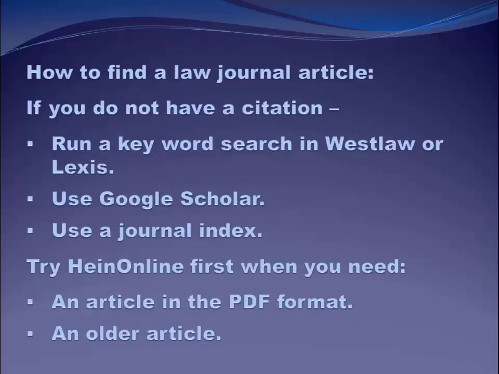So if you don't have a citation, and this may happen, say you just want to find out about cruel and unusual punishment law, you can run a keyword search in Westlaw or Lexis. You can do the same thing in Google Scholar. You can use a journal index, which I'm going to talk a lot more about in a few minutes. Or you could use HeinOnline and either look for a particular journal in HeinOnline or do a keyword search in there as well.